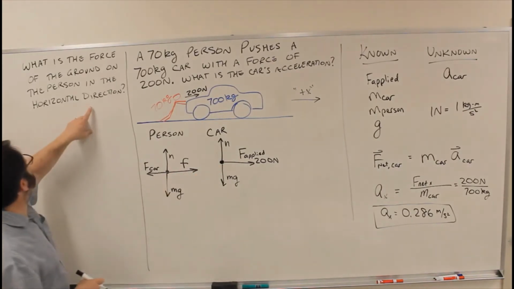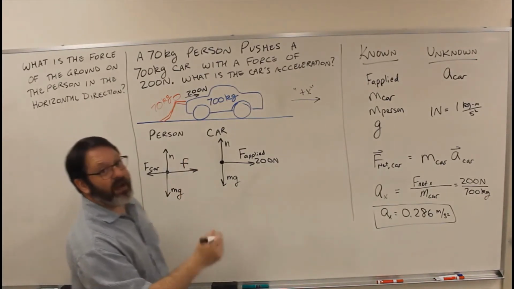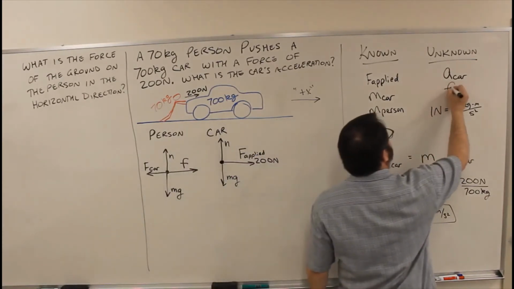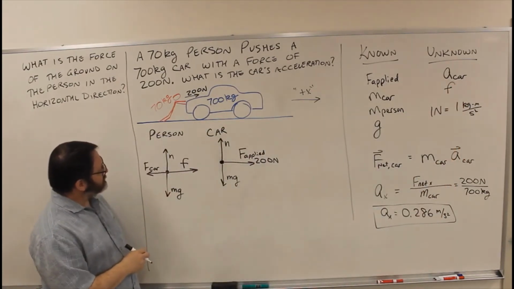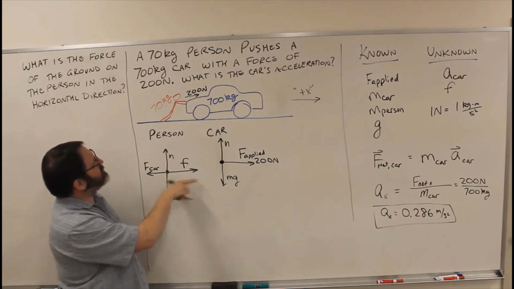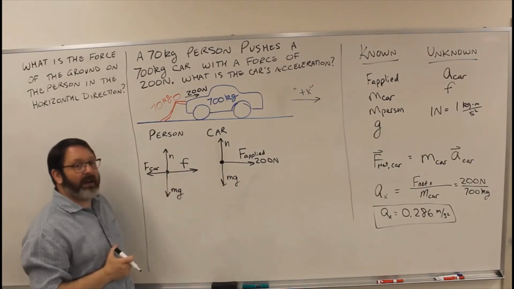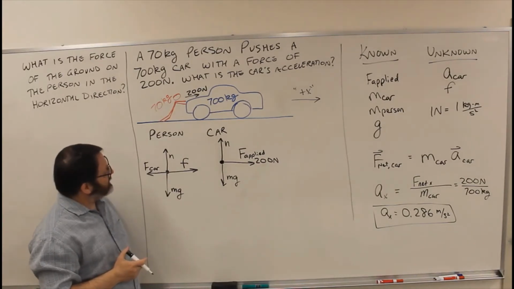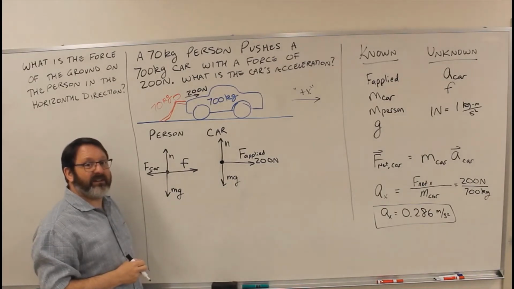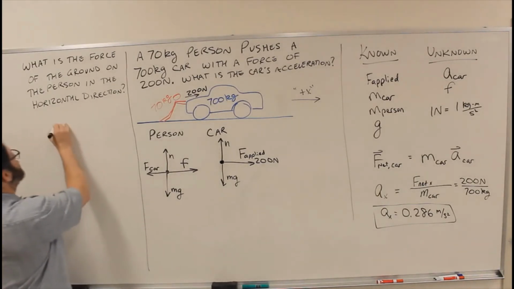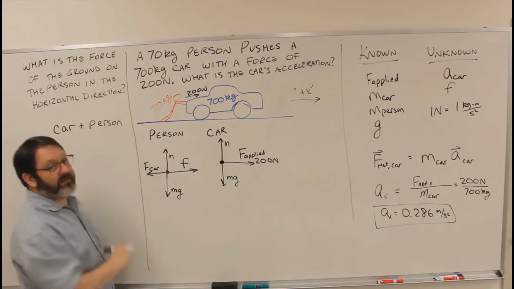All right, so what is the force of the ground on the person? That's what this F is. So now we've got an unknown F that we're trying to find. So how do we find that F? Okay, so the person is pushing on the car. The car is apparently pushing back, but we don't know by how much. So in this case, so I don't have to worry about this, I'm actually going to look at a different system. So the car plus person system.